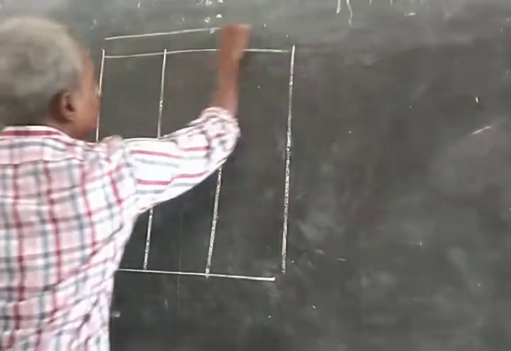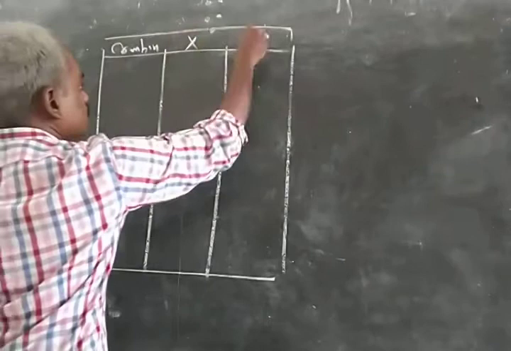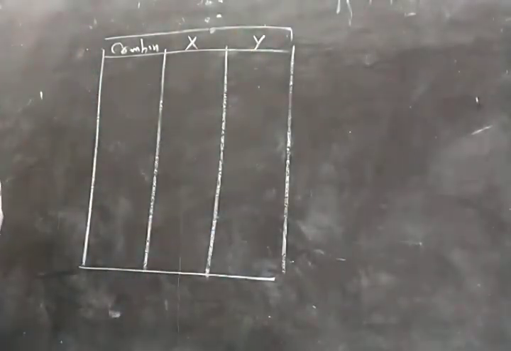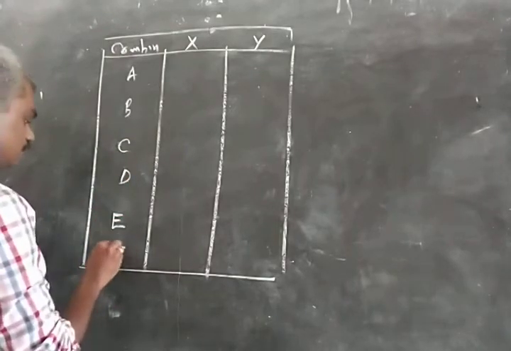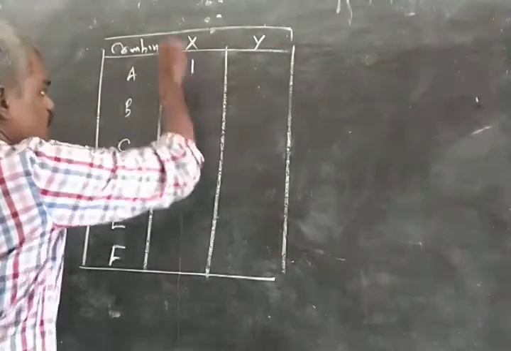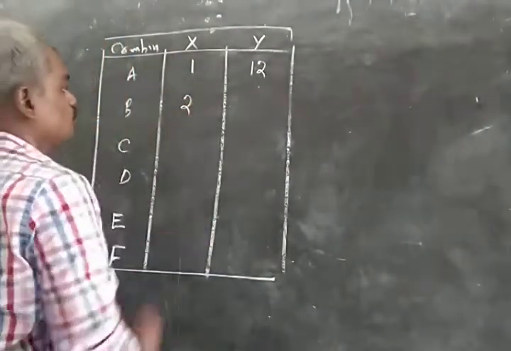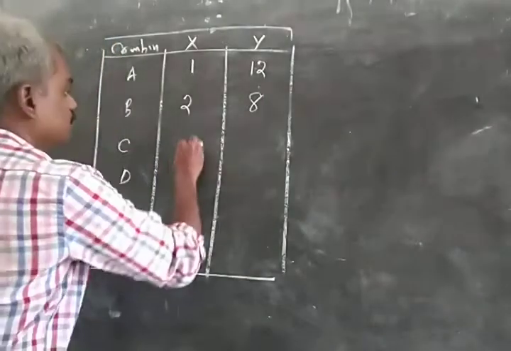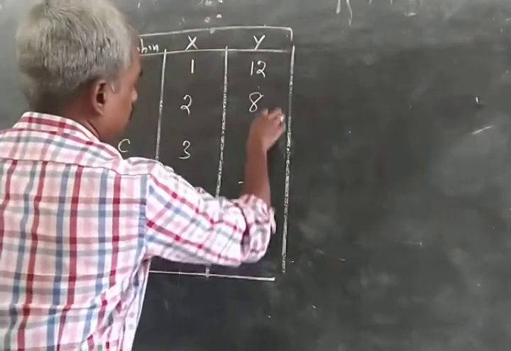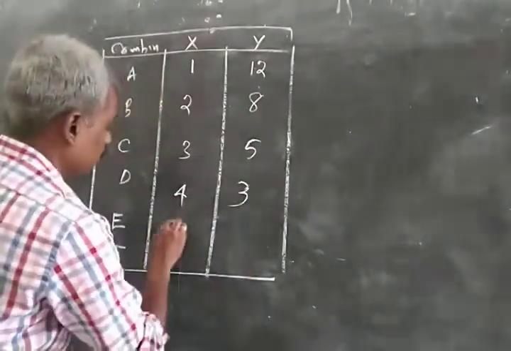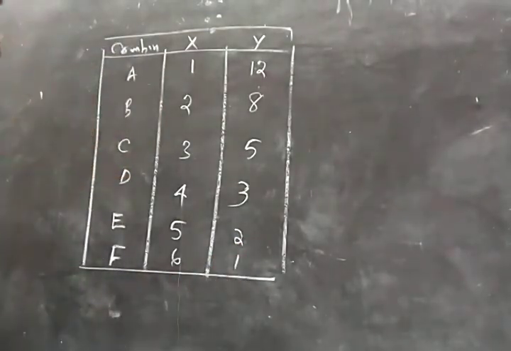So first we have different combinations of commodity X and commodity Y. There can be combinations A, B, C, D, E and F. In combination A, he consumes 1 unit of X and 12 units of Y. In combination B, he consumes 2 units of X and 8 units of Y. Then 3 and 5, 4 and 3, 5 and 2, 6 and 1.